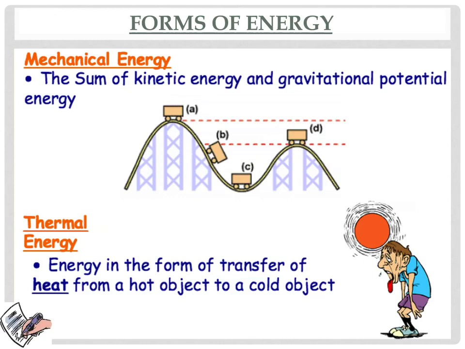And then we have thermal energy, which is just the form of transfer of heat from a hot object to a cold object. So on a really hot day, the sun has so much energy, and it has to transfer the heat to us. And I know we feel really warm, but compared to the sun, you're still super duper cold. So it's just going to keep transferring its heat to you.